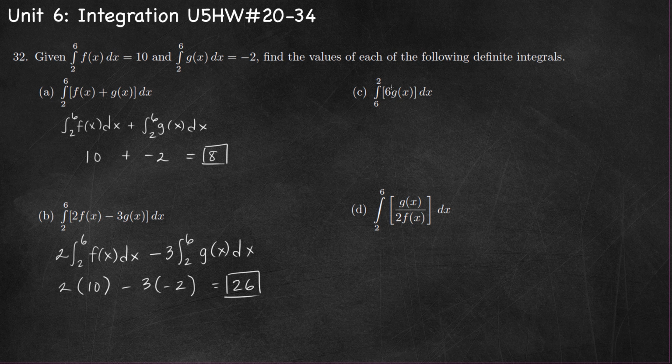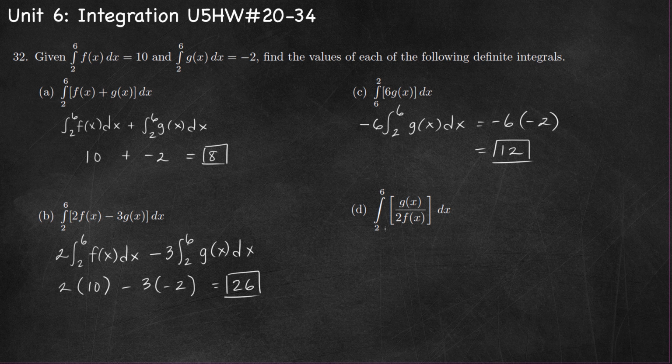Part C, we can use our constant multiple property again and bring the 6 outside of our integral. And this one is asking us to integrate from 6 to 2. Well, I'm going to flip those bounds and go from 2 to 6. And when I do that, I have to multiply my result by -1. G of x dx. So that's -6 times, and I was told the integral from 2 to 6 of g is -2. So -6 times -2 is 12.